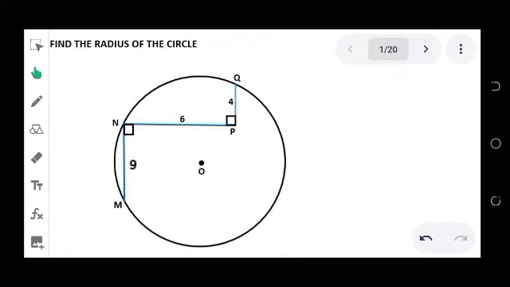Good day, everyone. Let's try to solve this geometry problem. Now, we're given circle O with chord MN measuring 9 units. Then you have two segments inside the circle, NP and PQ, measuring 6 and 4 units, respectively. And we are going to find the radius of the circle.